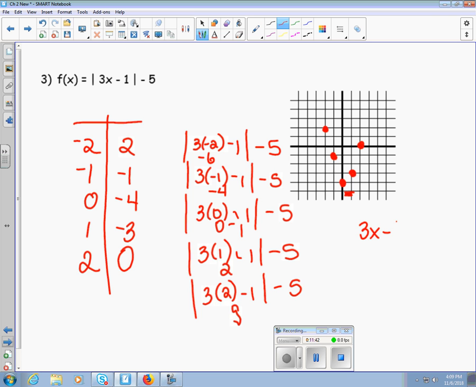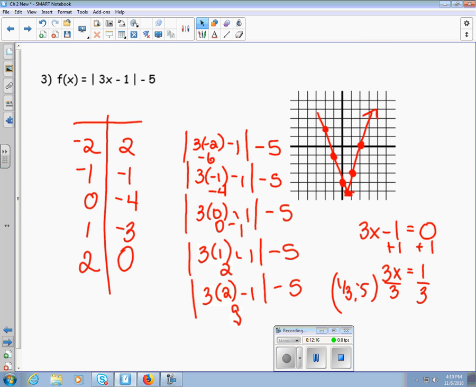And then I'm going to take the 3x minus 1 and set it equal to 0, like I did on the last problem. So I'm going to add 1, then divide by 3. So now I know where it's going to be. My vertex is going to be at 1/3, comma, -5. So that's here. And so then I just do my best to make that V happen. So my dots are not symmetrical. And the reason why is just because we're dealing with whole values when what we really need is maybe some fractional values.